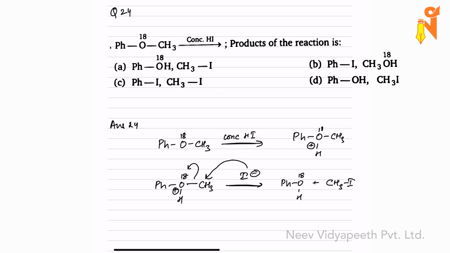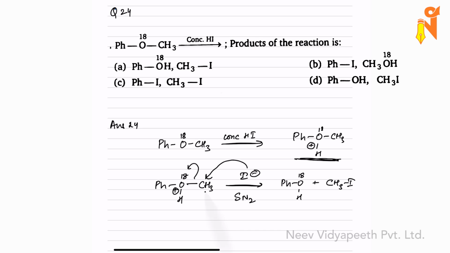In question number 24, we have been asked what the products of this reaction are, where we have been given an ether. The ether has an oxygen 18 and CH3 on one side and phenyl on the other side. So let's do the reaction. It is very simple. We have done similar reactions before. So H plus will go and attack on the oxygen, and will form the protonated oxygen over here. After this, just see, I minus is there. This I minus is a strong nucleophile, and will do SN2 attack.